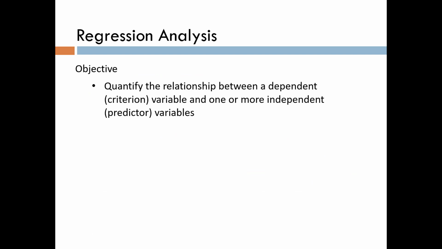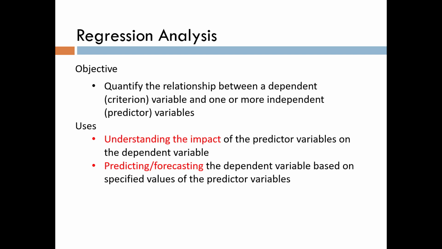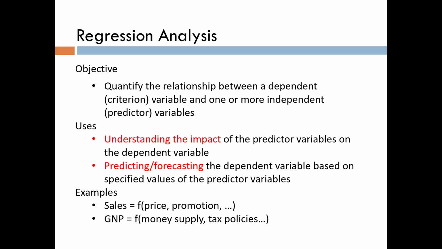In general, the objective of regression is to quantify the relationship between a dependent variable y, also known as a criterion variable, and one or more independent or predictor variables x. We use regression both to understand the effects of the x's and to predict or forecast the value of y for the given values of the x's. It's a widely used technique employed in almost every field, from marketing, where it is used to predict sales as a function of marketing mix variables, to economics, where it is used to predict the gross national product based on macroeconomic variables such as money supply.